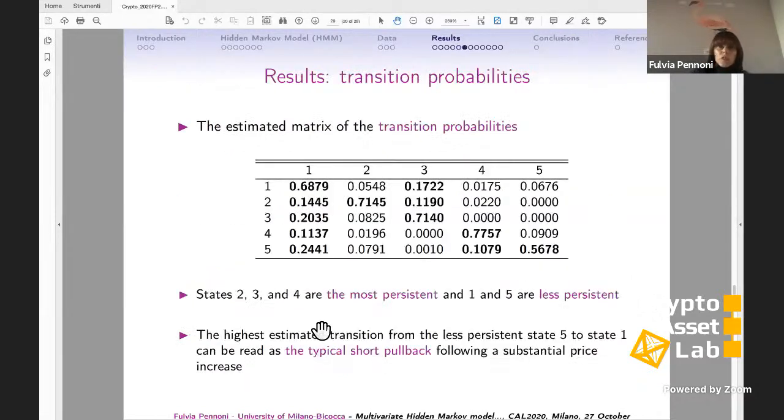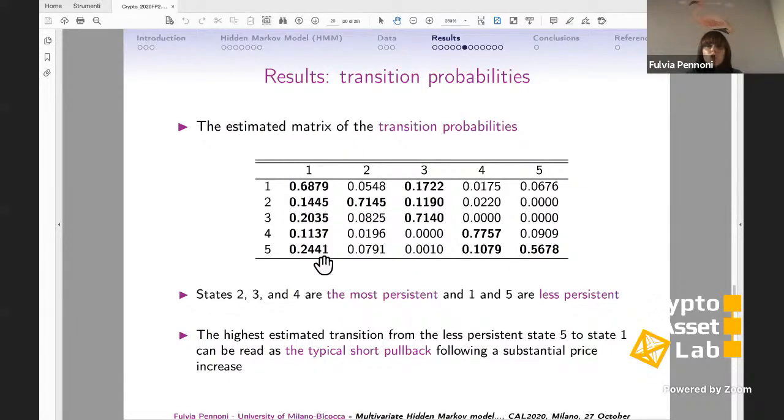Another important feature is to look at the estimated transition probabilities, and this is the transition matrix. So you can see that there are mainly 3 really persistent states, state 2, state 3, and state 4. And it is interesting to note that there are some transitions from each state to the first state.